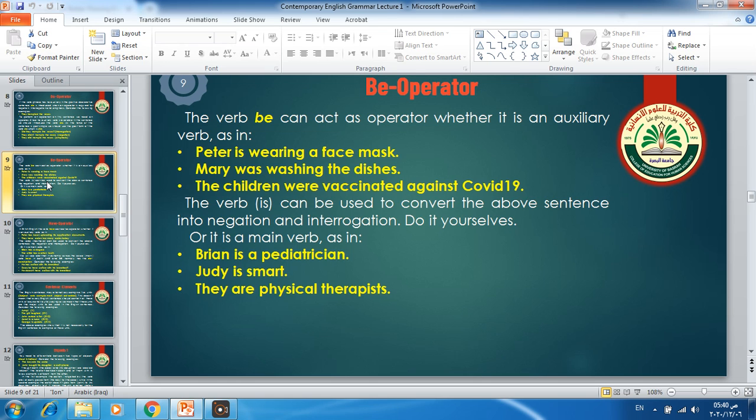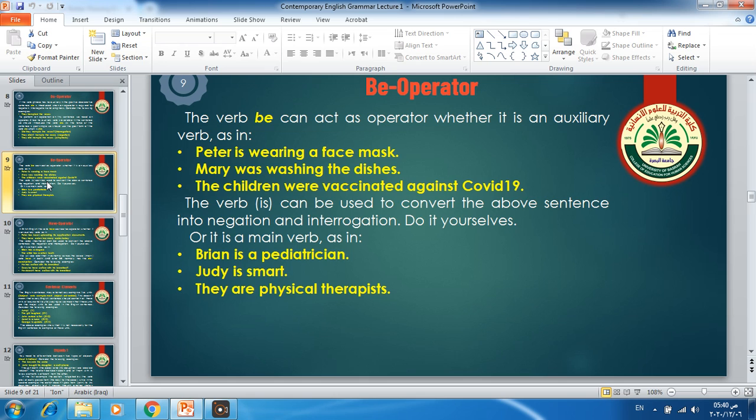So we can use them to make questions and to make them negative as well. So we say Peter is not wearing a face mask. Is Peter wearing a face mask? Mary wasn't washing the dishes. Was Mary washing the dishes? The children weren't vaccinated against COVID-19. Were the children vaccinated against COVID-19?